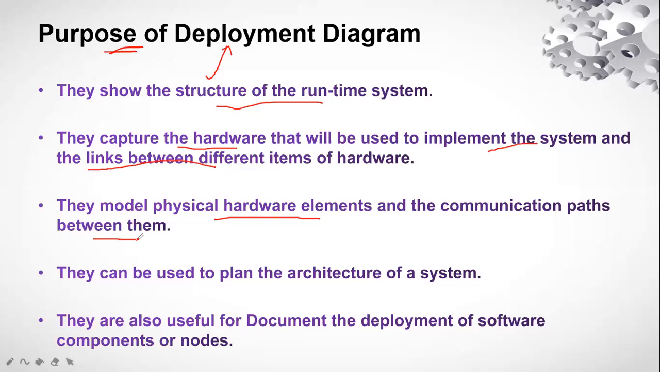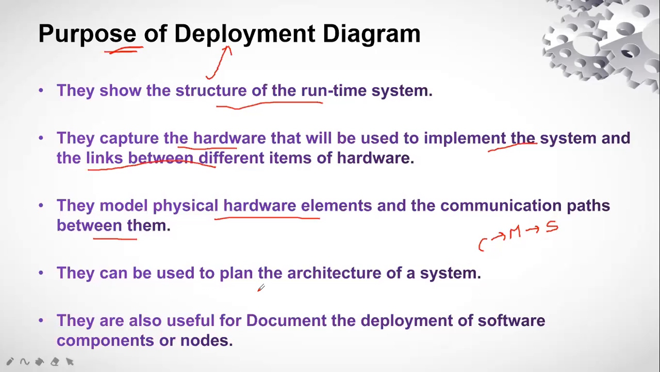Example, if I take the example of the internet also. If my desktop is a client, it is going to have a connection through a modem, and that modem will give me connectivity to the internet server, and then that process will take place. So these are the hardware elements to be defined, and a communication path is defined between these hardware elements. So this is how the deployment diagram defines things.